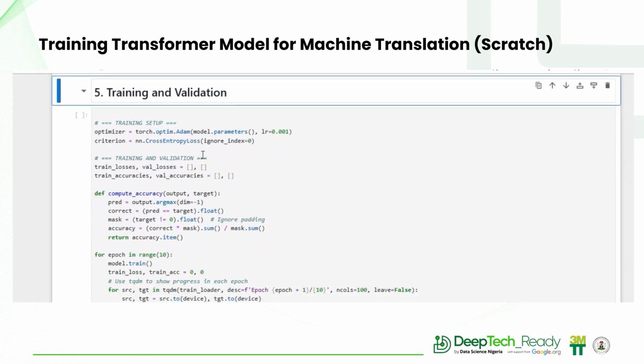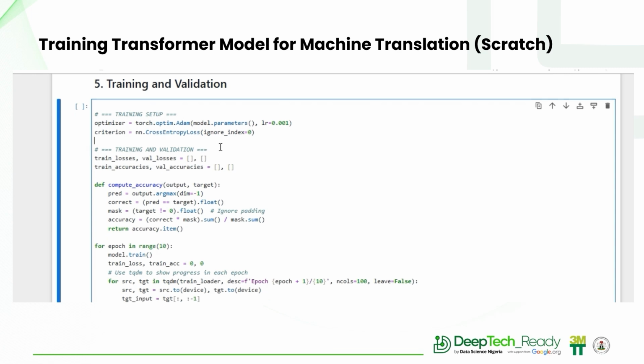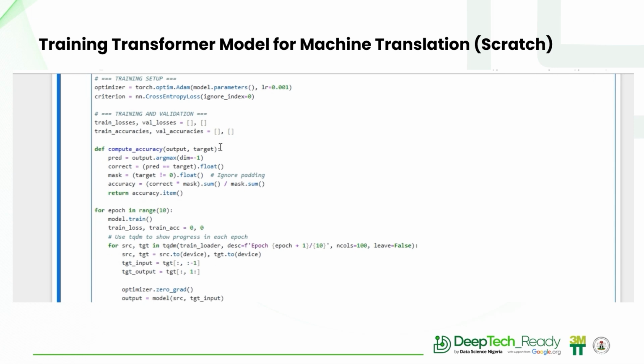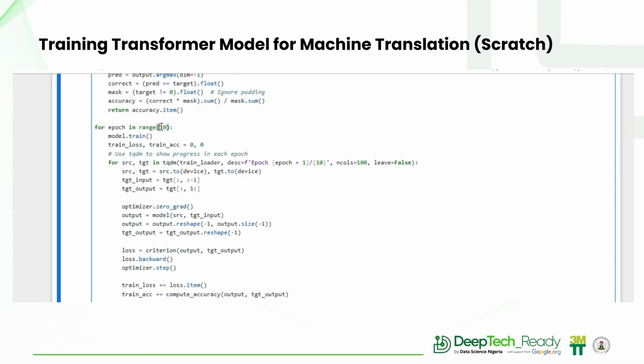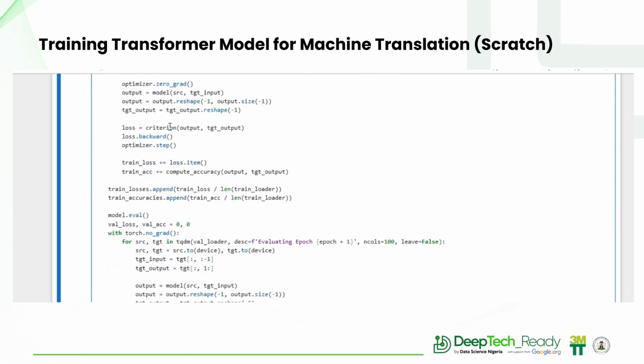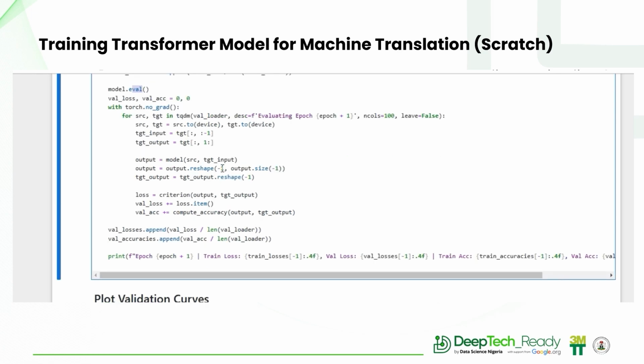So this is where we set the optimizer, okay? This is the criterion. Remember, we said we are going to use cross entropy loss. That's a typical loss function that we use in sequence-to-sequence models, especially for translation, okay? And then this is the function for computing the accuracy, okay? And then we're running this for 10 epochs, just for illustration. And then this is where we evaluate the model, okay? And then if you run this, the model should be ready for training now.